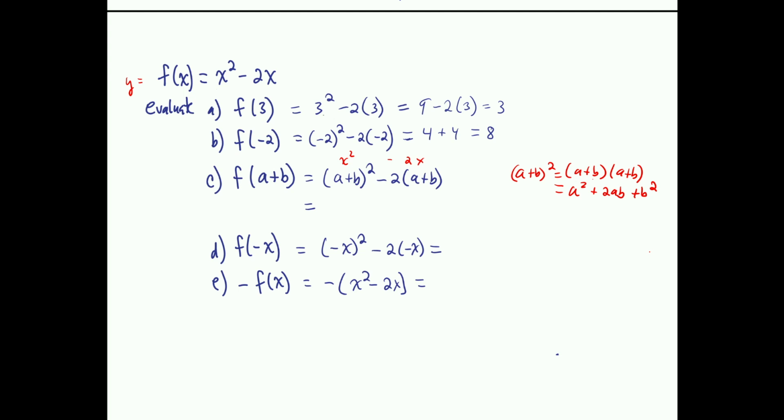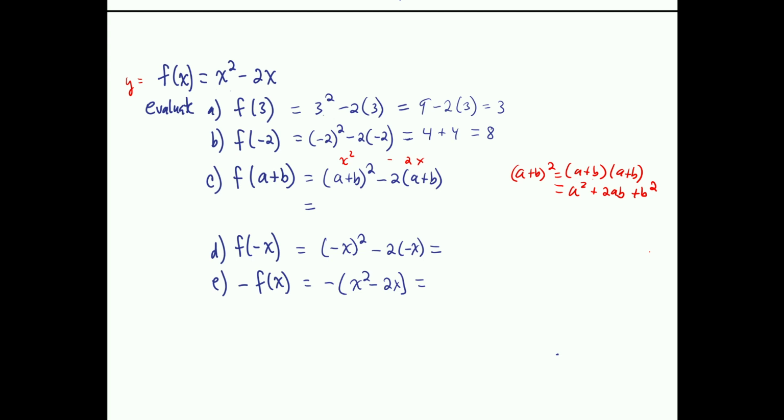Now, where you run into other problems is if you have an expression you're plugging in. So we've got f of a plus b. Works the same way. We're going to put in the a plus b wherever we have an x. So we're going to do x squared, we'll do (a plus b) squared. For the minus 2x, we'll do minus 2 times (a plus b).